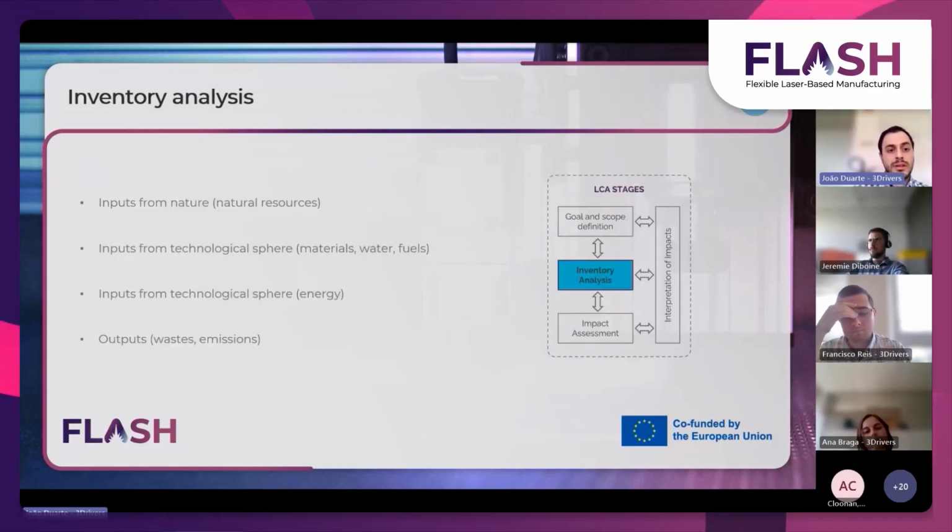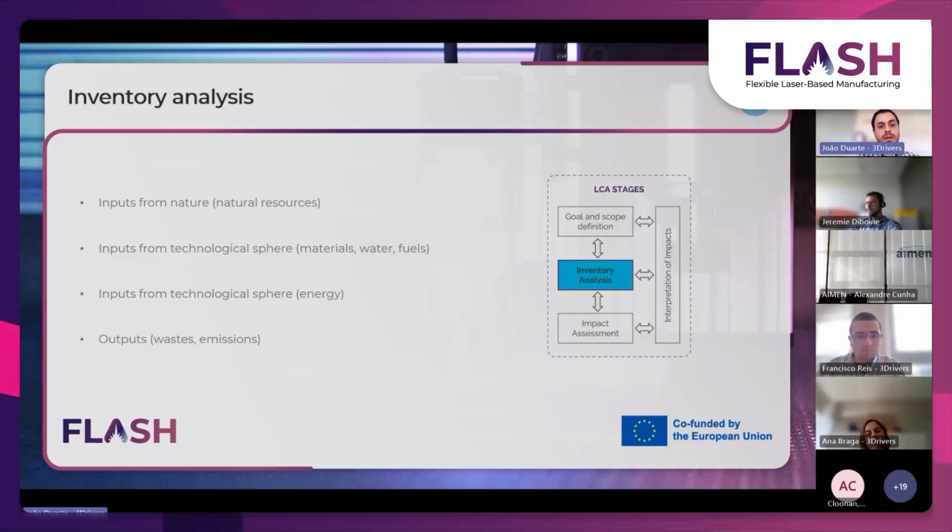So, regarding the inventory analysis, we normally divide the inputs and outputs into these 4 groups. The first is inputs from nature. This includes all natural resources that are directly extracted from nature. There's no processing done for these inputs. They are directly extracted.